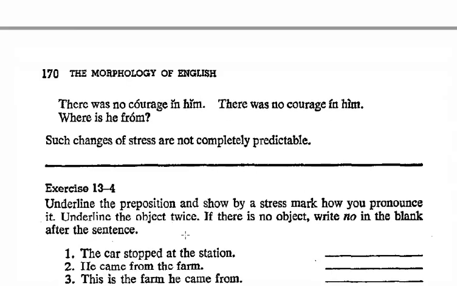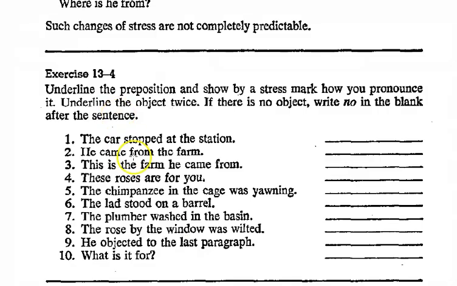Now, let's have a quick look at this exercise. Your task is to underline the preposition, show by a stress mark how you pronounce it, weak or strong. The car stopped at the station. The car stopped at the station. Here's the preposition, here's the noun phrase, its complement.